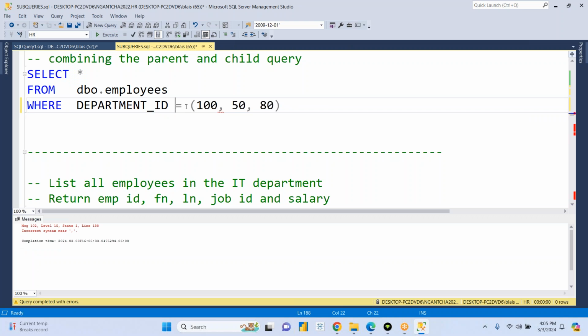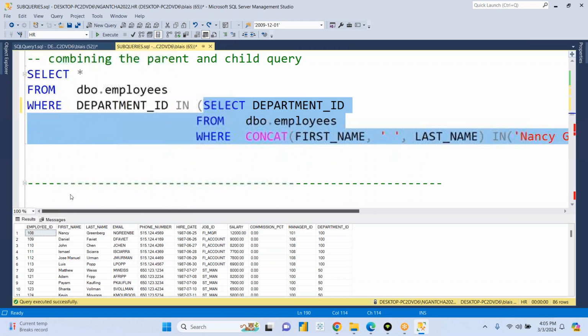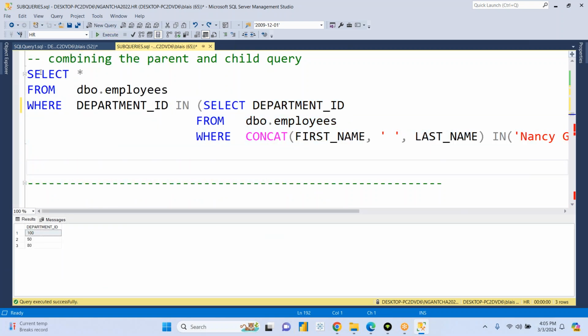So this is the in operator. We have a list of values to look up. This is what we get. So this is hard coding. We have to investigate the departments of those 3 employees and place them in that subquery environment. This is an investigation. Now this is the full picture.